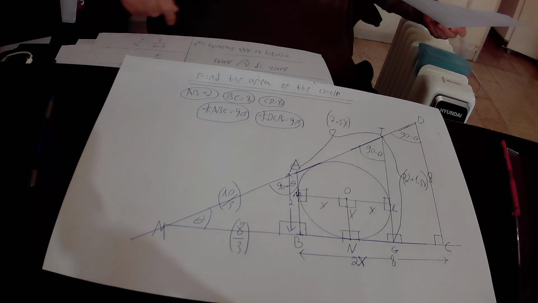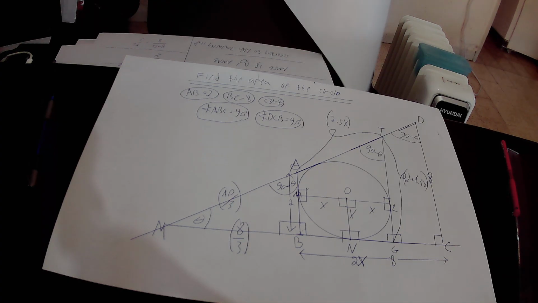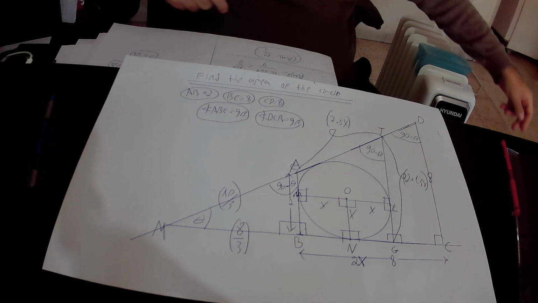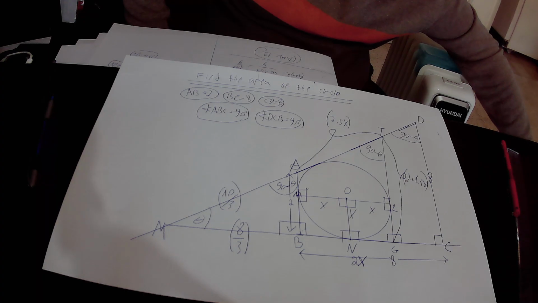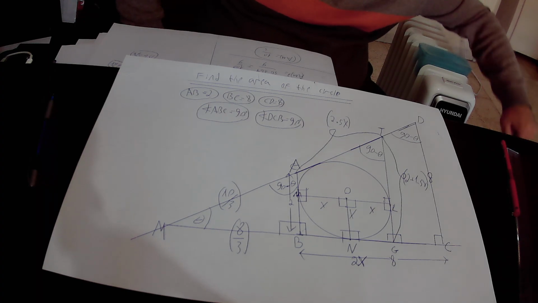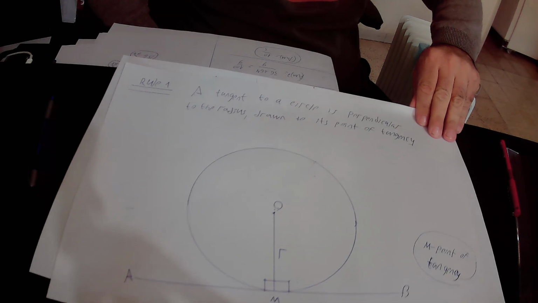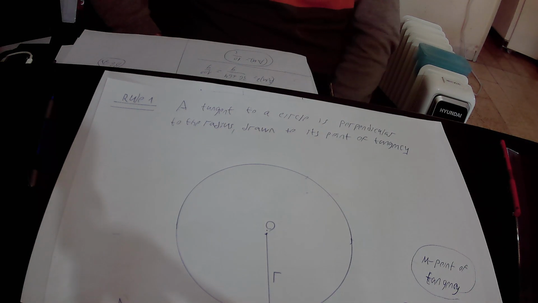Okay, in the next step I presented to you rule number 1, and we implemented rule number 1 in our drawing. According to rule number 1, a tangent to a circle is perpendicular to the radius drawn to its point of tangency.